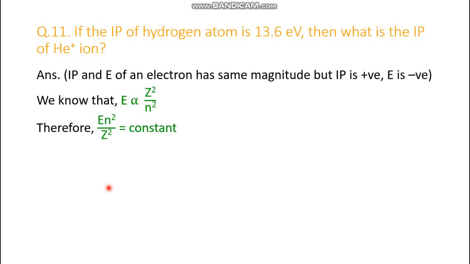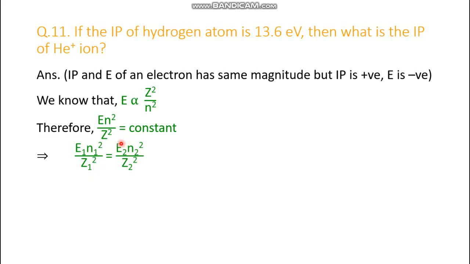Now E n square by Z square equals a constant. Therefore, E1 n1 square by Z1 square equals E2 n2 square by Z2 square. Now put the values. Here E1, the given energy, is plus 13.6 electron volt in terms of ionization potential, so the energy should be minus 13.6 electron volt. So here you have to put minus 13.6 electron volt. n1, the first Bohr orbit of the hydrogen atom, is 1. Z1 for the hydrogen atom is 1 again.